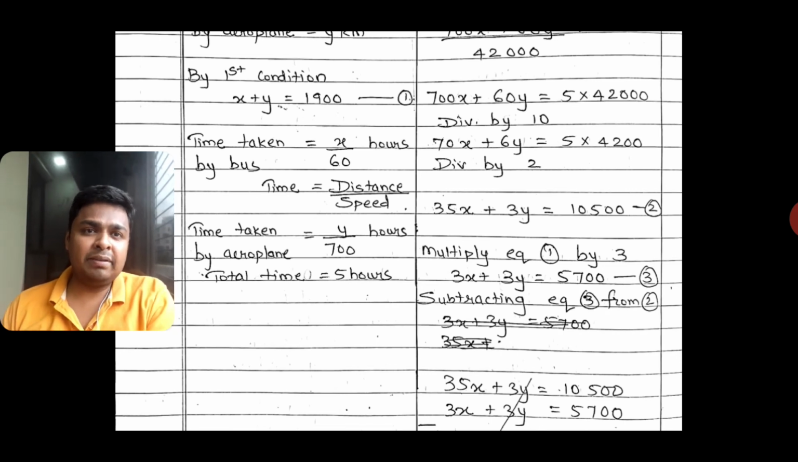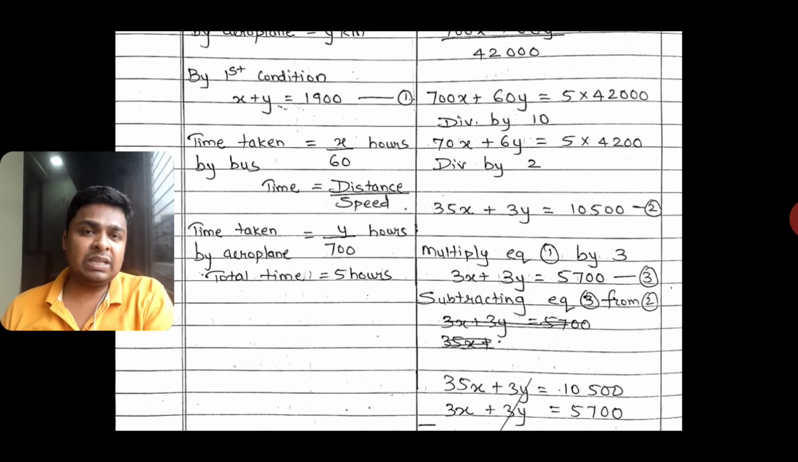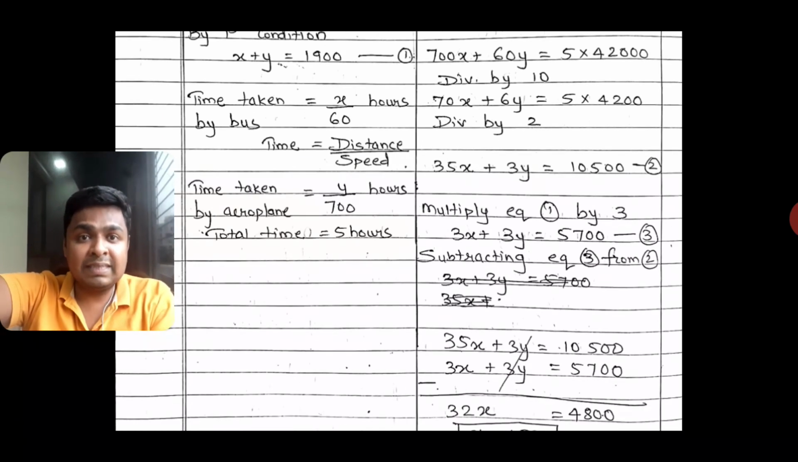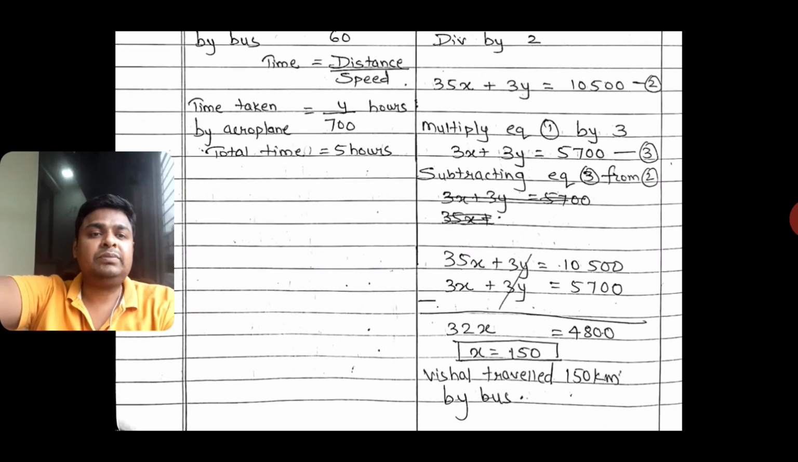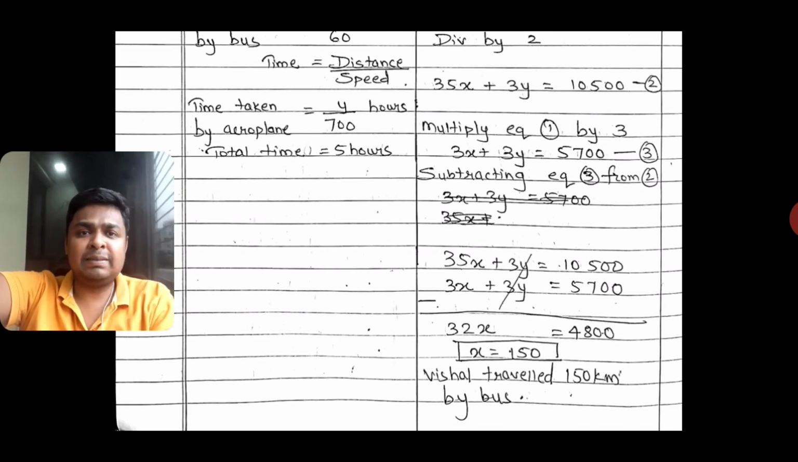Now look at the equations. In equation number 1, I can see x plus y. In equation number 2, I see 35x plus 3y. So if I multiply the first equation by 3, the coefficient of y will become the same. So I do that. I cancel the terms by subtracting the equations. I get the value for x.